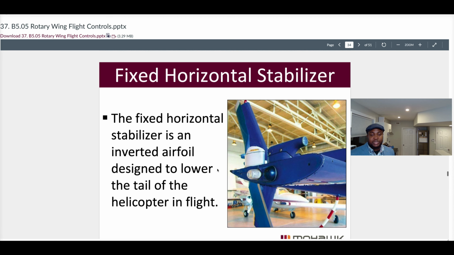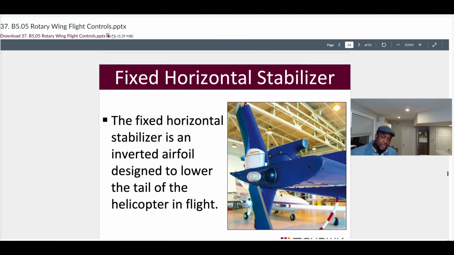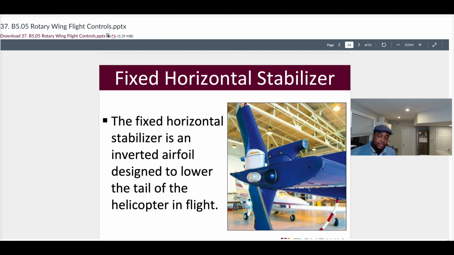Fixed horizontal stabilizer is usually an inverted airfoil, as you can see here. Looks like the opposite of a wing. The reason we have this is because now you have higher velocity air on the bottom, lower velocity air on top. This will give us low pressure here, high pressure here. Things like to move from areas of high pressure to areas of low pressure. This will eventually push the tail down or create upside down lift, if you may.